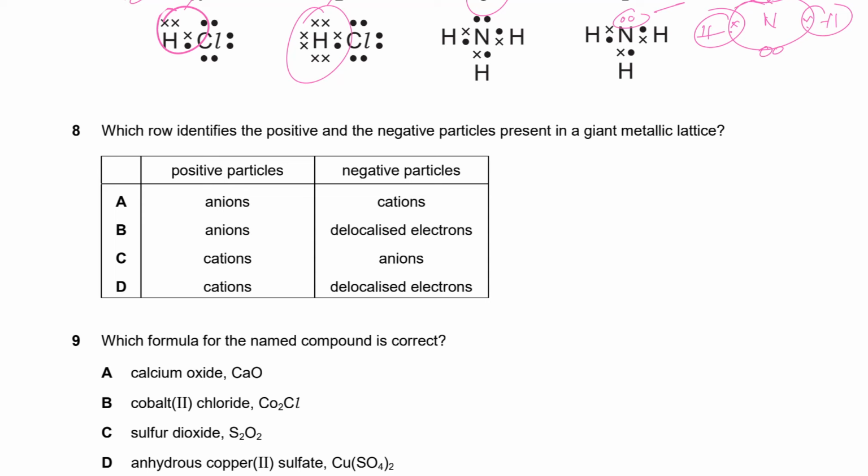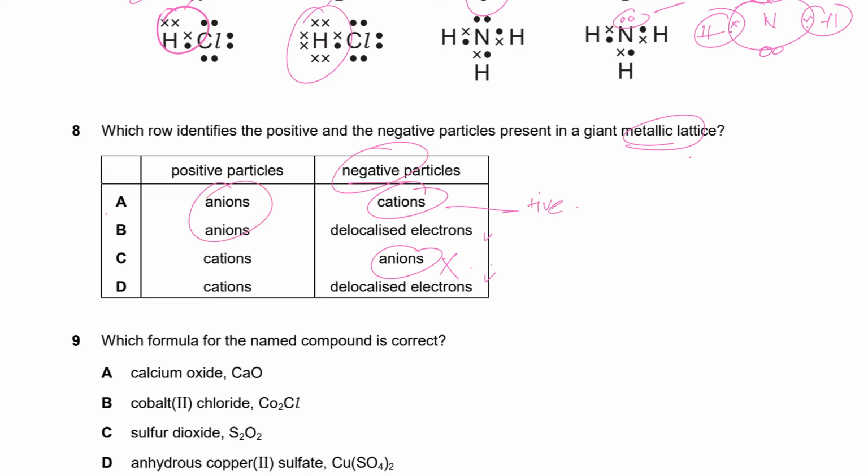Which row identifies the positive and negative particles in a giant metallic lattice? Remember, metallic lattice does not have the negative particles. It does not have anions, because anions are negative particles and they are not present in metallic lattice. You have delocalized electrons, right? Cations are positive ions. They are present, but they are not the negative particles, they are the positive particles.